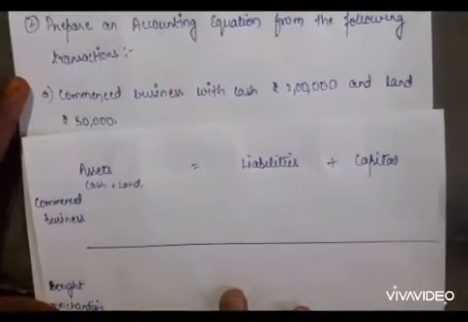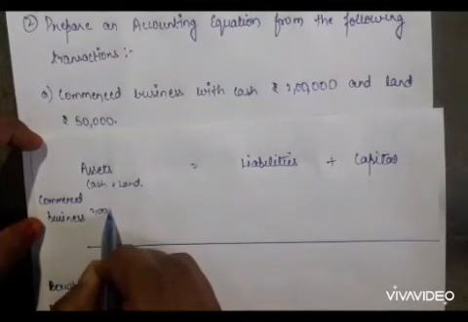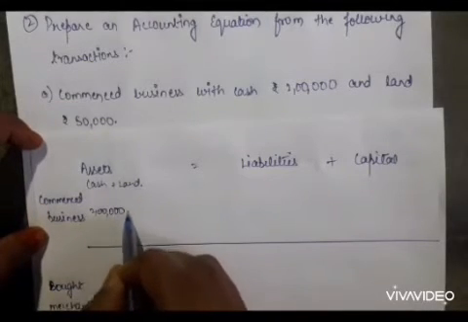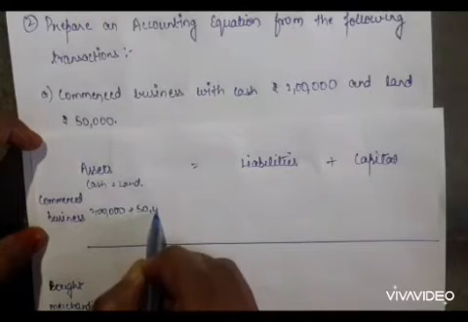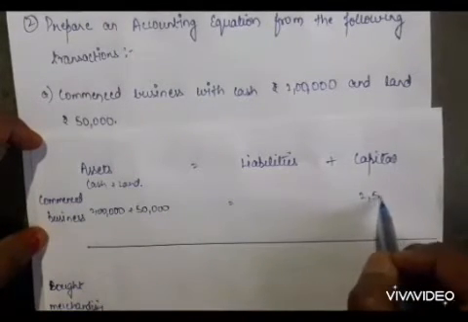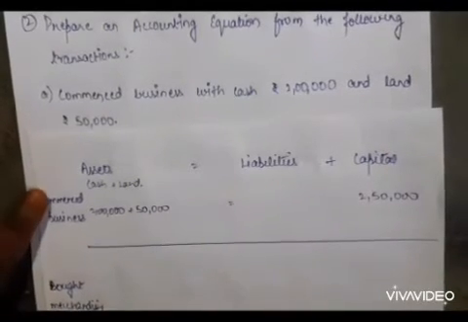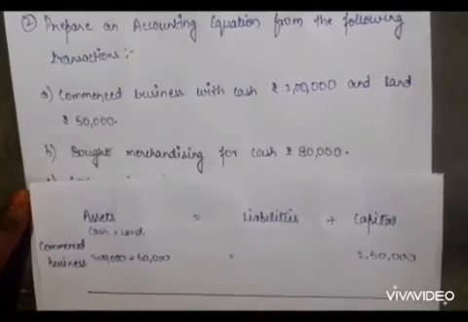So 2 lakh is cash and land is 50,000. So 2 lakh would come in the cash side, and in the land it would be 50,000. Okay, and in the capital what would happen? In the capital part it would be 2,50,000. Okay, so this is our one equation: 2 lakh plus 50,000 equals 2,50,000. Now let's come to the second part.